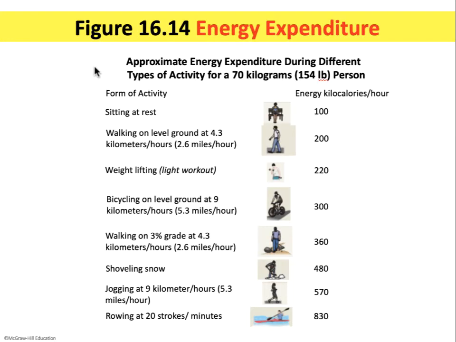Figure 16.14 gives us some average expenditure in terms of calories for exercise, and these values are given per hour. So sitting in bed is about 100 calories. Walking around on level ground, 200 calories an hour. And then rowing at 20 strokes per minute, there's 830 calories per hour. Remember this, when you have 1 can of soft drink, you're consuming about 220 calories. That's a weightlifter lifting weights for 1 hour.